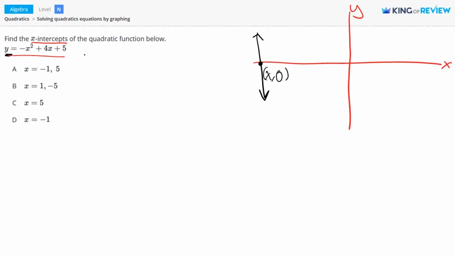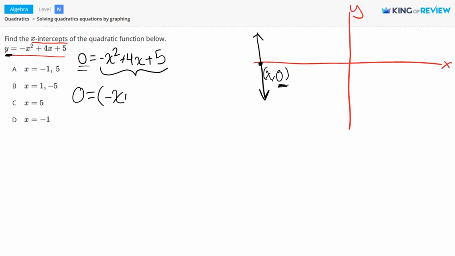So let's do that. We have 0 equals negative x squared plus 4x plus 5. And we set y equal to 0 because our x-intercept will have a y-coordinate of 0. Now let's solve for x. We can do that by factoring this right-hand side. So when we factor, we get 0 equals negative x plus 5 times x plus 1.